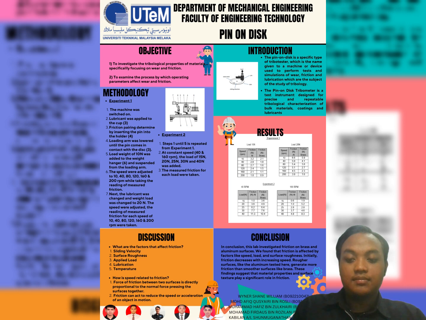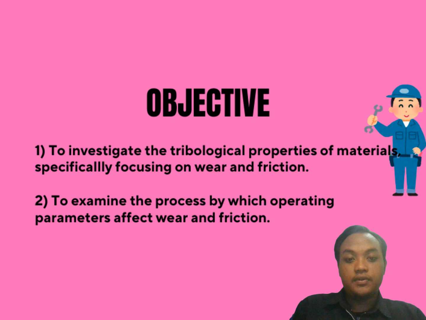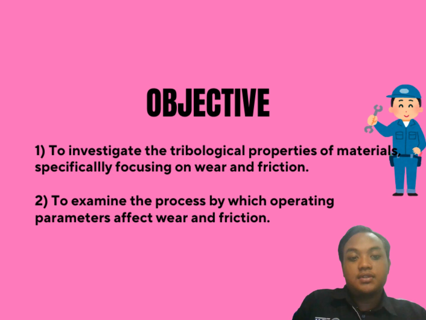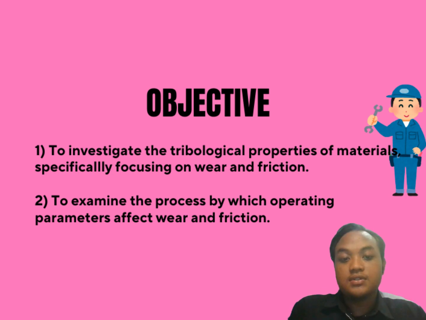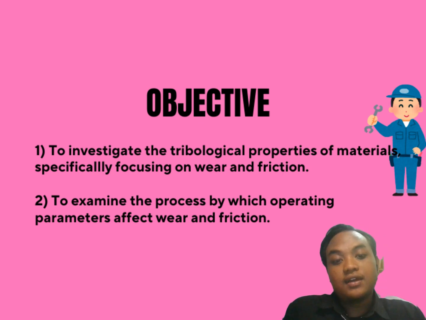I will present about the objective of the lab pin on disc. The first objective is to investigate the tribological properties of materials, specifically focusing on wear and friction. The second objective is to examine the process by which operating parameters affect wear and friction.